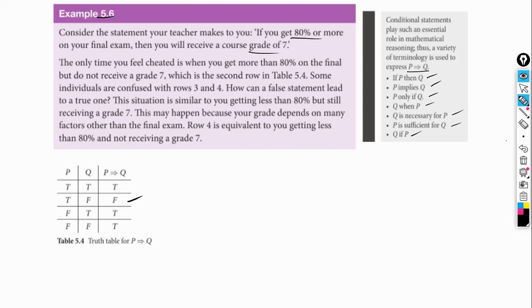Some people are confused with rows 3 and 4. How can a false statement lead to a true one? So this situation is similar to when you get less than 80% but still receive a grade 7, which would be this case. This may happen because your grade depends on many factors other than the final exam. Row 4 is equivalent to you getting less than 80% and not receiving a 7.